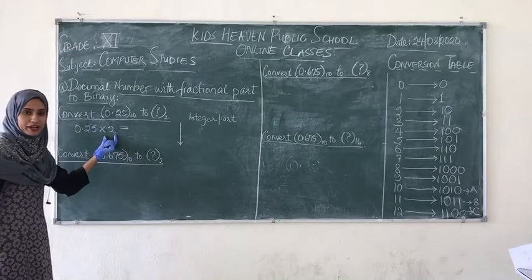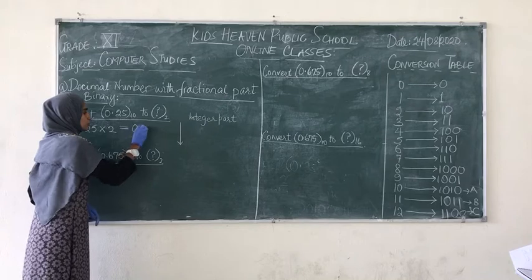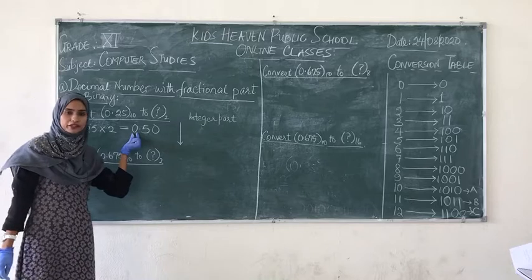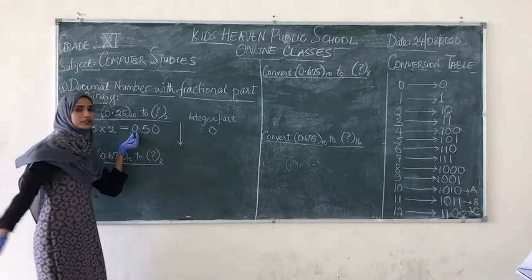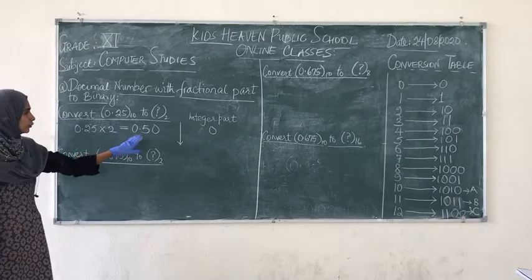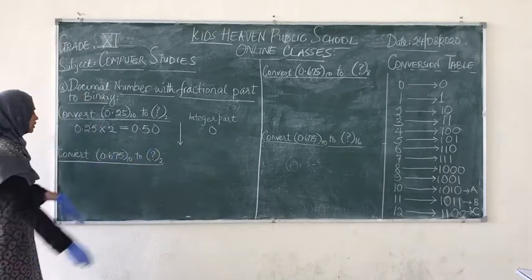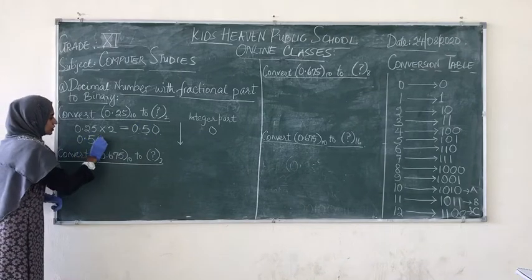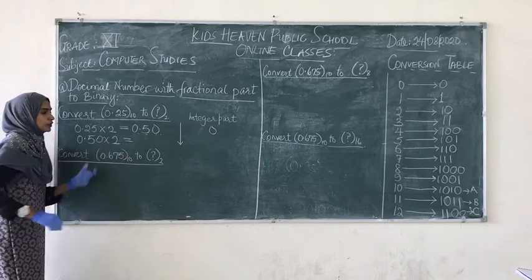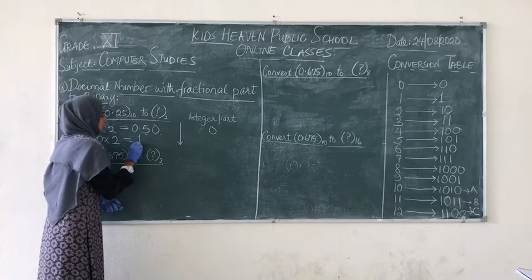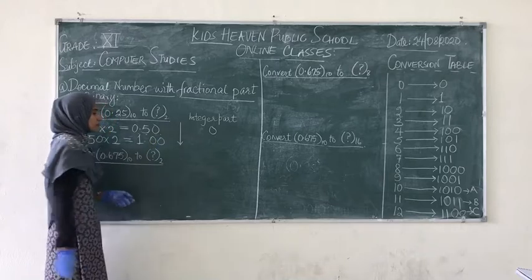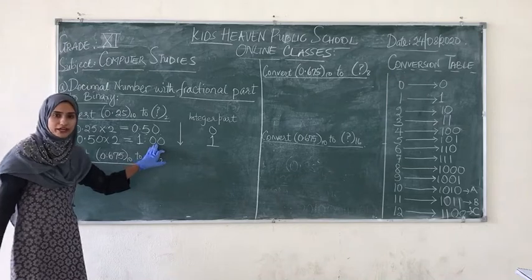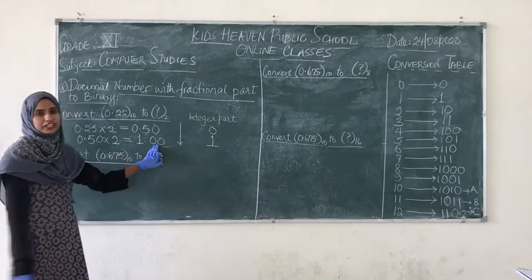Now let's look at this. 0.25 multiplied by 2, which is equals to 0.50, isn't it? Now, we have an integer part here of 0, which we shall note down here. We don't have a 0 here, so we continue with the multiplication. Note down this here, 0.50 multiplied by 2. What would be the answer to this? Yes, 1.00. The integer part here is now 1 and the fractional part is 0. So we can stop the multiplication here.